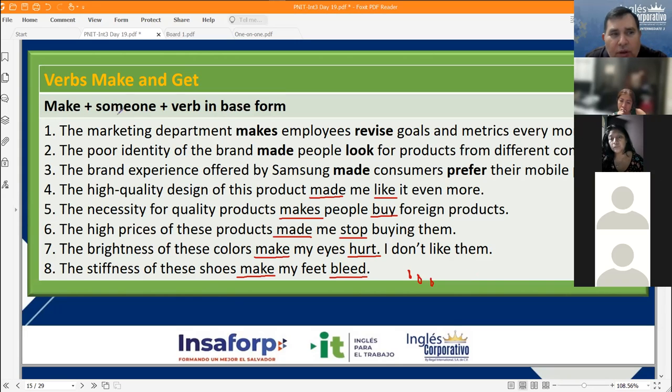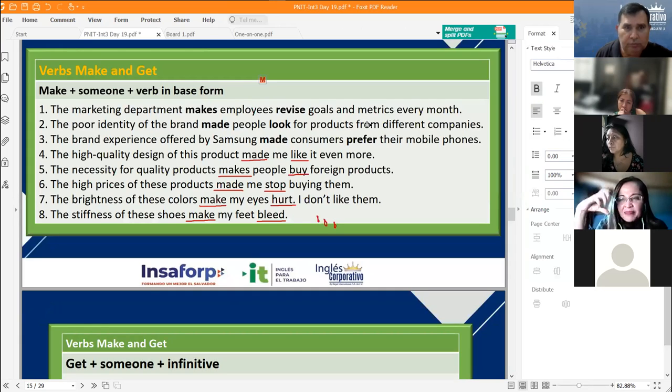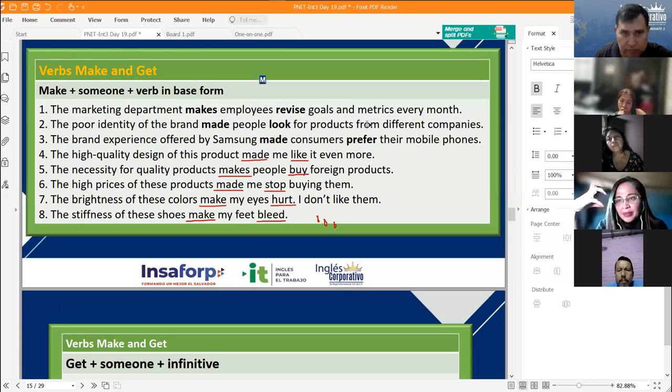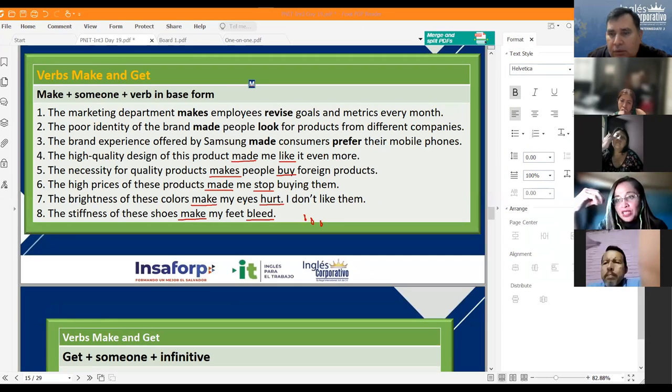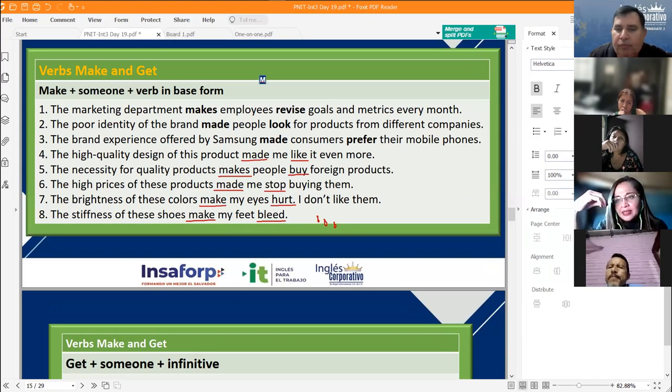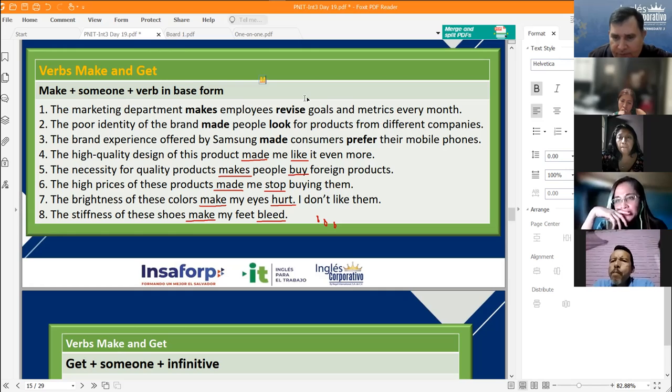All right, this is one. Pay attention to make someone verb. Make me go, make him study, etc. So, pay attention to this. In this case, teacher, the made is not made the elaborate product. It's made the origin, the... Influence the people in a certain way. Yes. Okay.